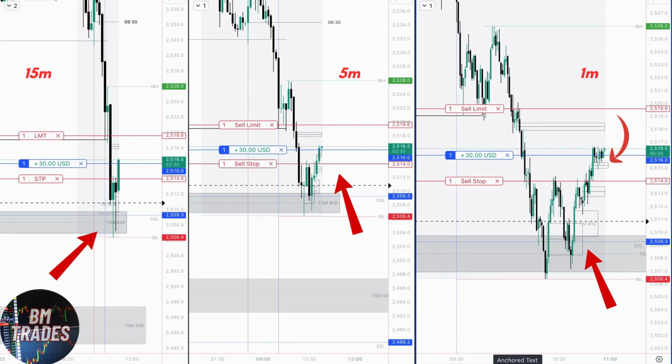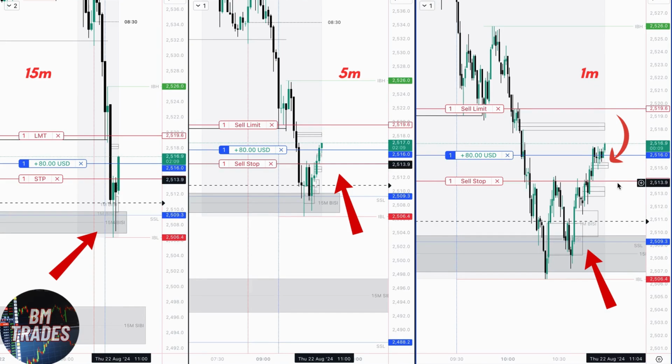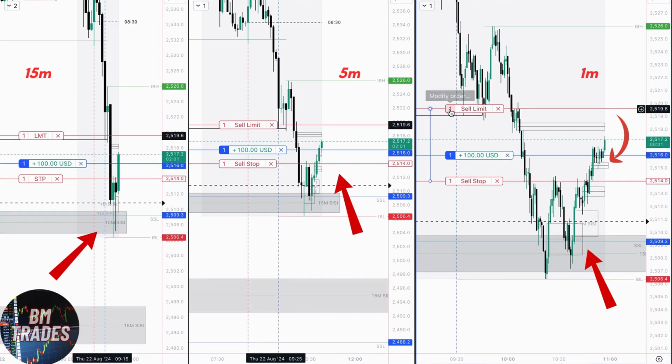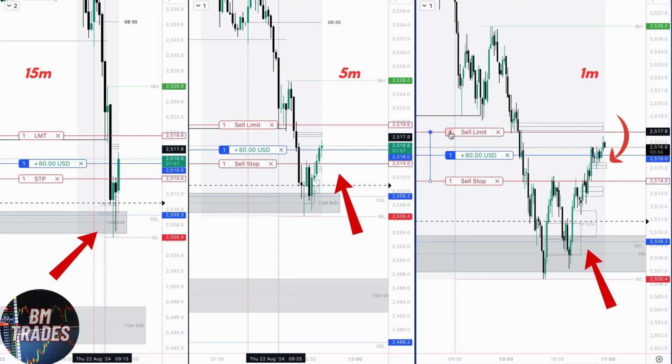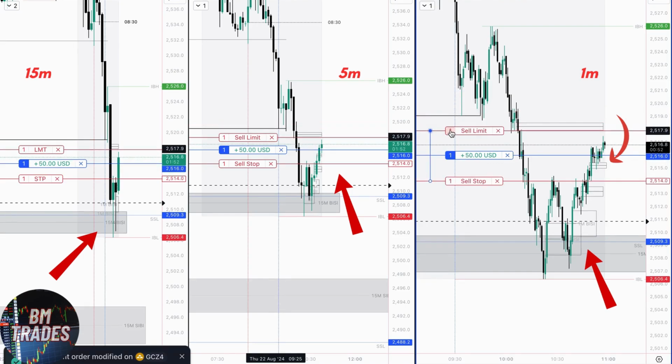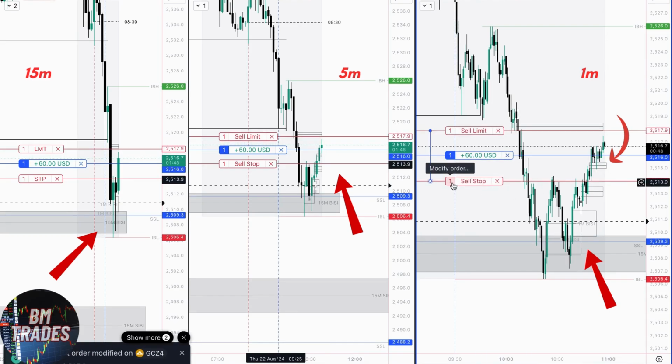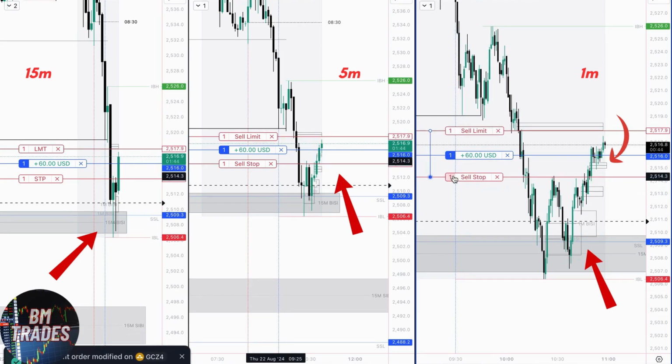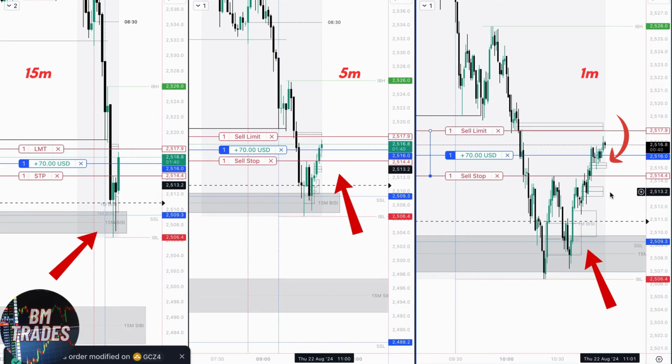Price kind of consolidated around over there. Once I saw rejection over there, that's when I went into the trade. Normally, I would enter inside the fair value gap. Sometimes I like to wait for some kind of rejection on the 1 minute candle. My initial take profit was up there, but then I noticed this 1 minute SIBI, which is a sell side imbalance, buy side inefficiency, a 1 minute fair value gap.